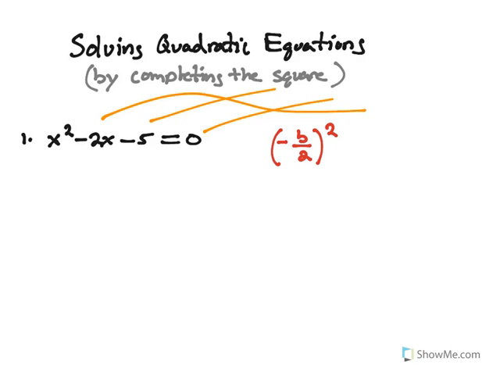So the first step I need you to do is move this C term over to the other side, okay? And we're going to do that by adding it, okay? And that's going to equal 5. I want to leave a little space here, okay?